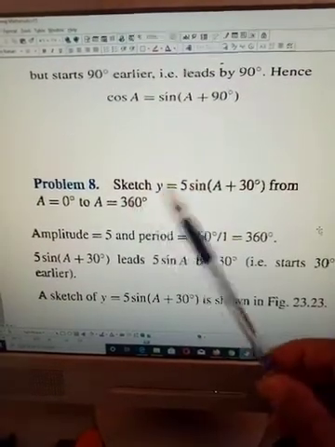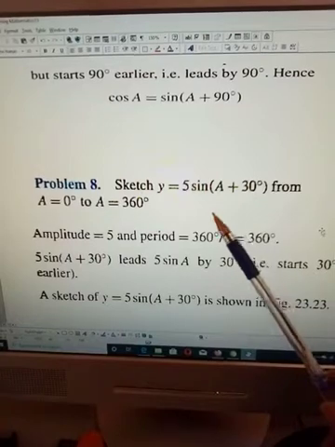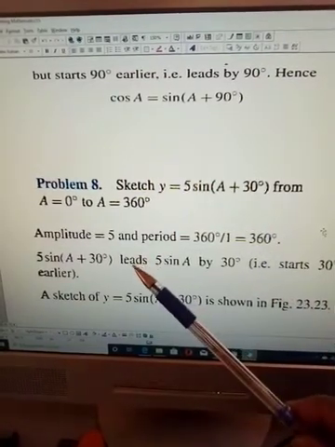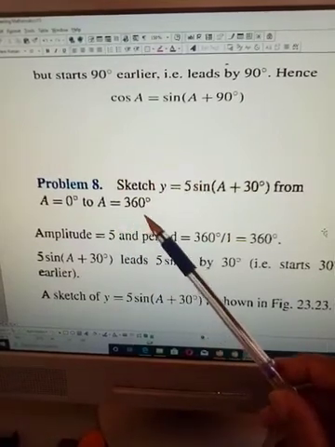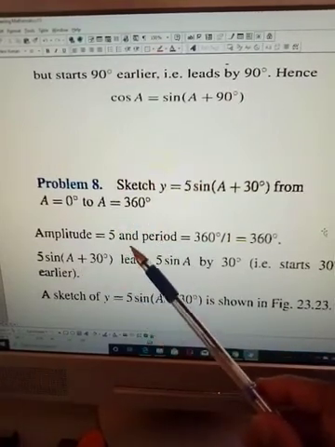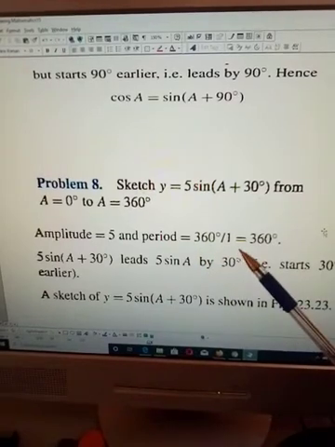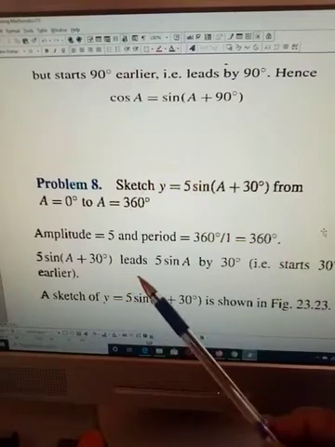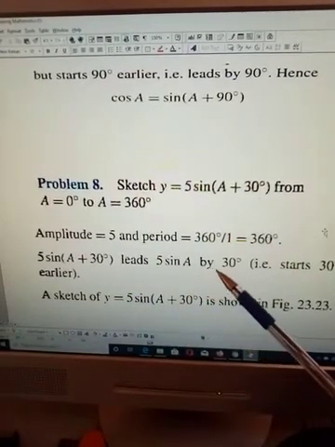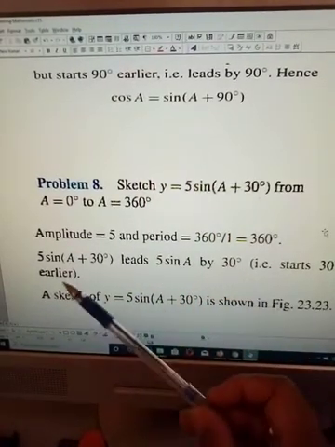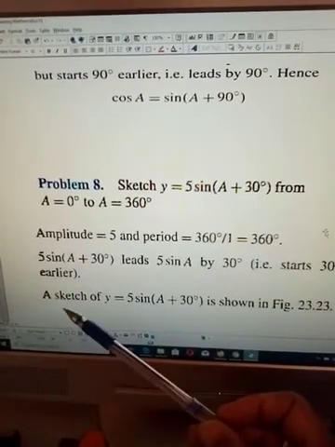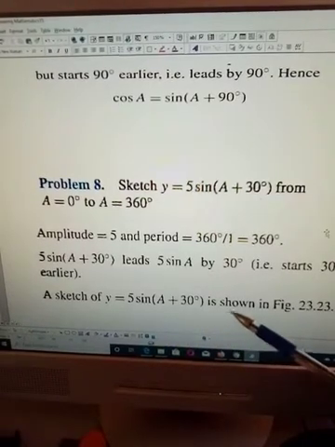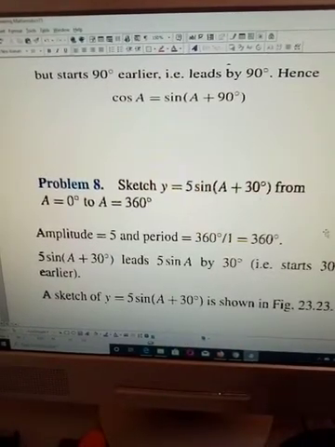Right, problem 8. Sketch y equals 5 sine(A + 30 degrees) from A equals 0 degrees to A equals 360 degrees. Amplitude equals 5 and period equals 360 divided by 1, which equals 360. 5 sine(A + 30 degrees) leads 5 sine A by 30 degrees, i.e. starts 30 degrees earlier. A sketch of y equals 5 sine(A + 30 degrees) is shown in figure 23.23.